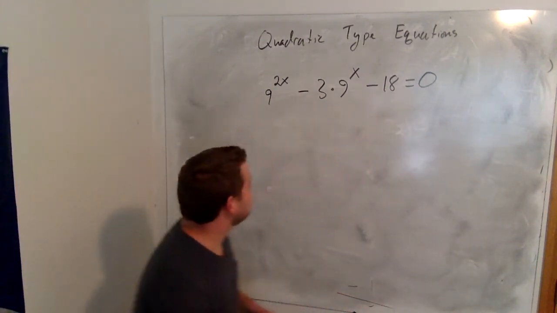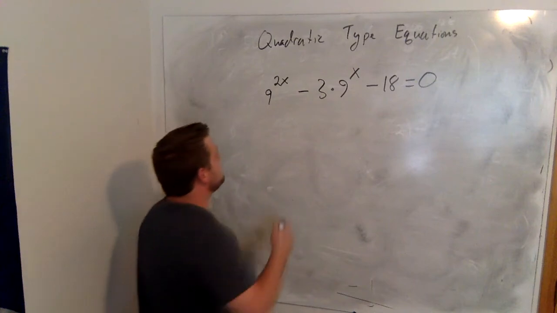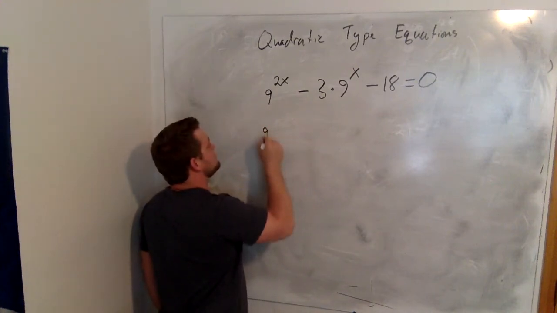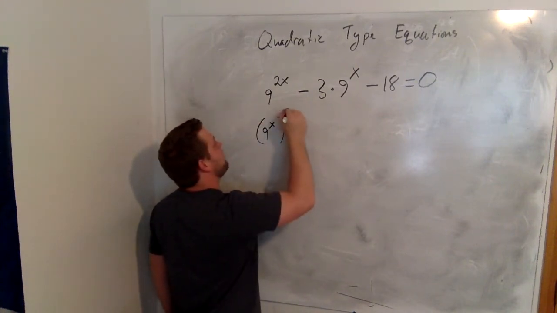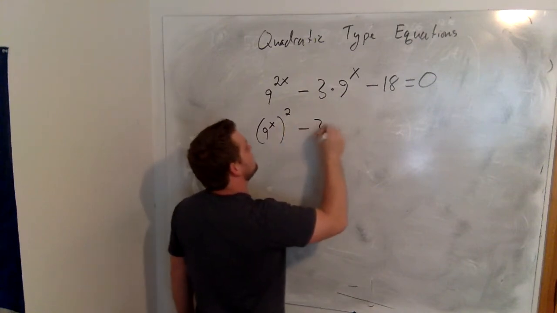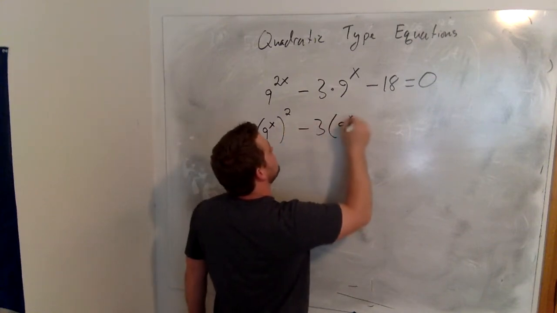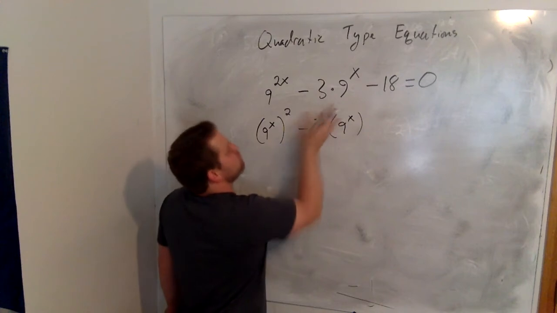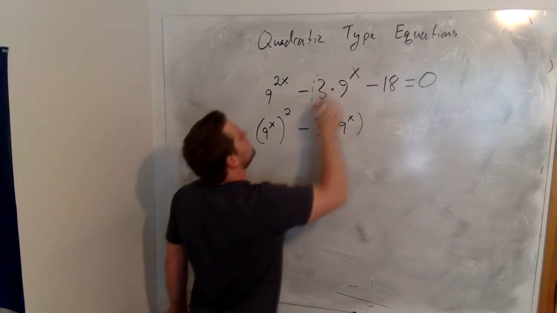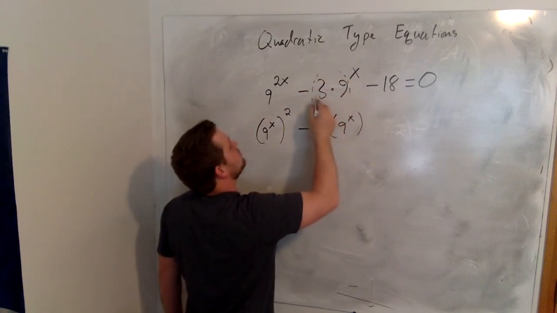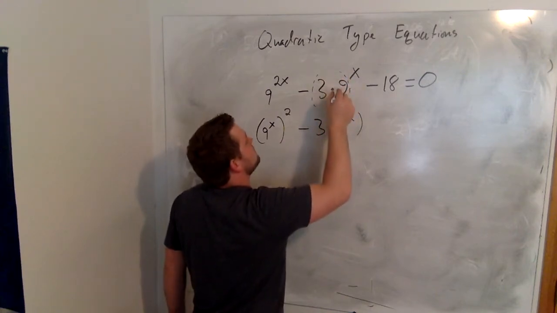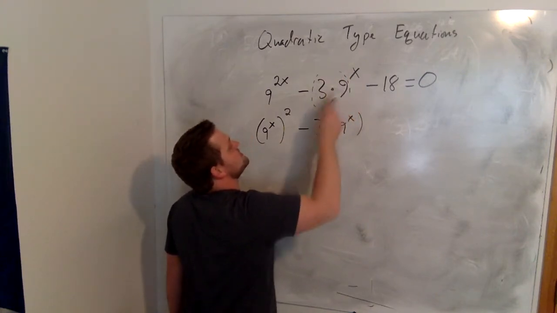Okay, let's do it. The thing we need to notice here is this is 9 to the x, all being squared, minus a 3 times a 9 to the x. Remember, this is not 3 times... This is a common mistake I see students make. They think it's 3 times 9 being raised to the power of x. They think this is 27 to the x.